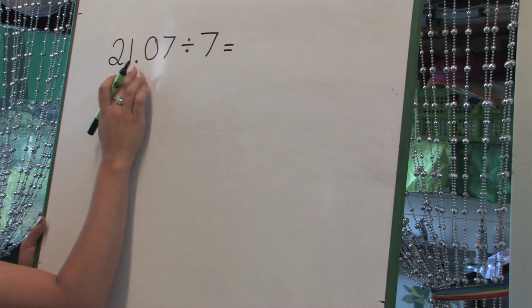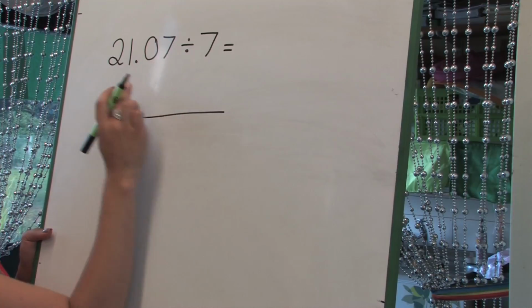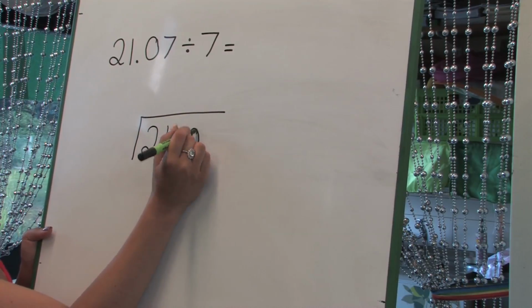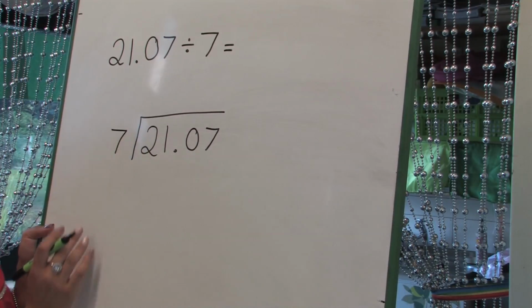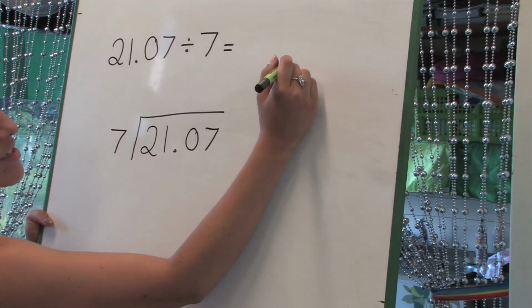When using bus stop with decimals, the exact same rules apply. So again, we put our number that we're dividing into the bus shelter, and our dividing number outside. So we do the exact same thing as we did last time. We think about the key facts. So let's have a look at those.